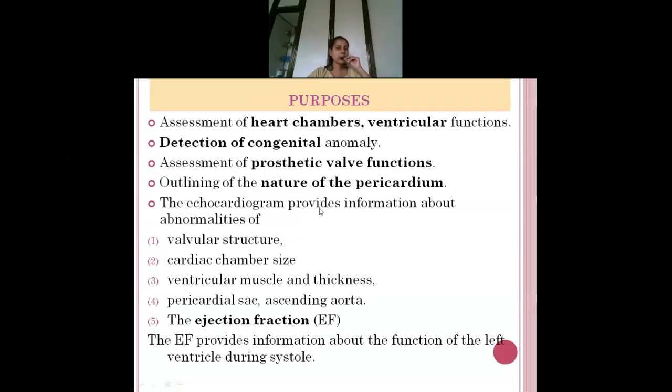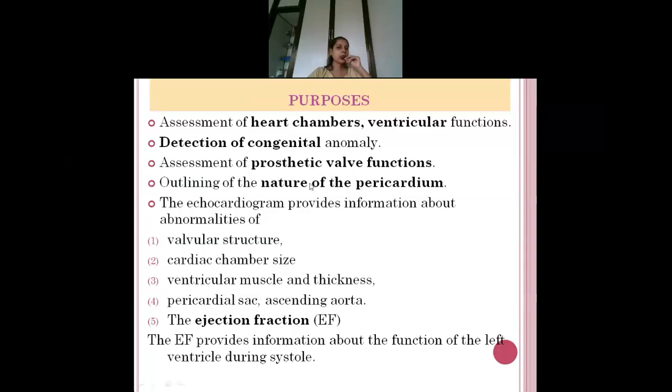Next is purposes or indications. Now, what are the purposes? First of all, you need to assess the heart chambers, or you need to see the ventricular functioning. You will perform the echocardiogram. It is also done to detect any congenital anomalies, like in newborns. There are a lot of problems, like there can be atrial septal defect, tetralogy of Fallot, ventricular septal defect. Any anomaly is there, you can detect it through this echocardiogram, because you can see the blood circulation, how is the normal circulation, what happens in abnormal circulation, all that can be detected in echocardiogram.